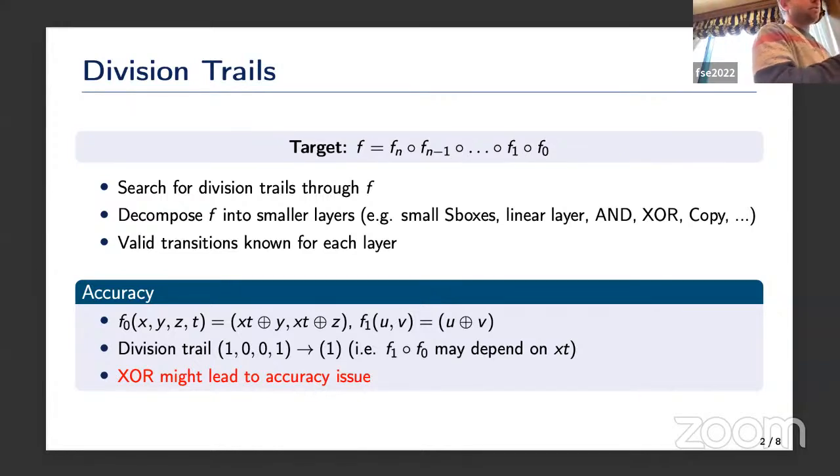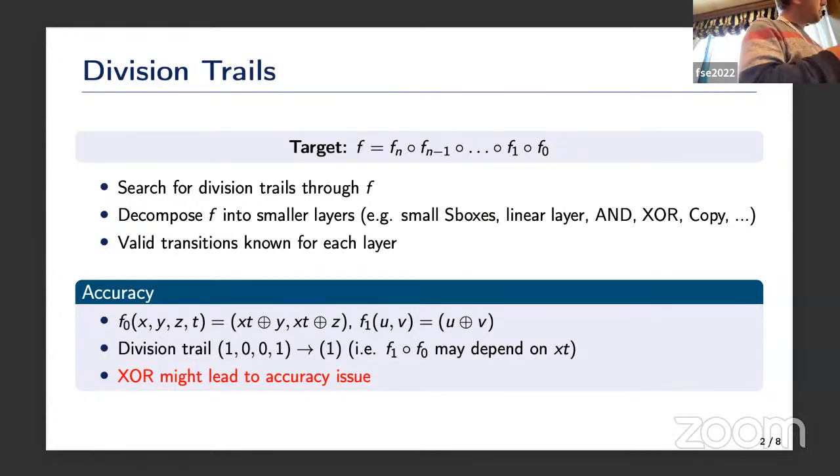And so you have to decompose your function, your target, into several layers. And each layer is a very small one, like a small S box or linear layer or any binary operation, because you need to be able to compute the polynomial expression of any output bits and of any product of output bits. The problem of division property is that it does not really handle the XOR operation because it does not see any monomial cancellation through the composition of functions.